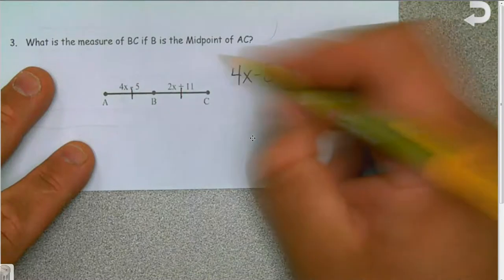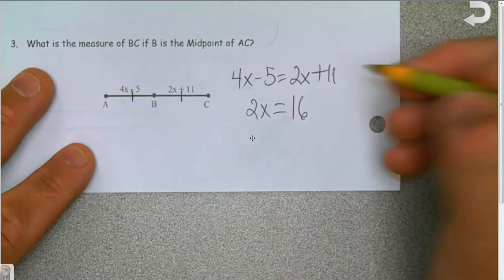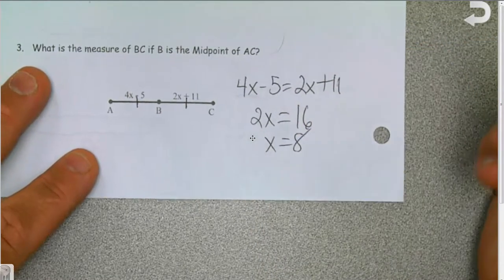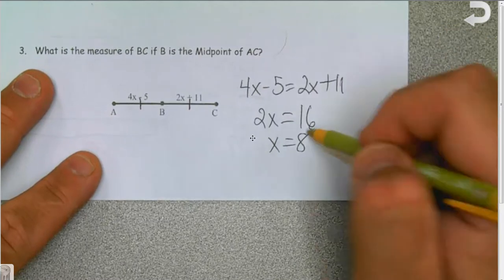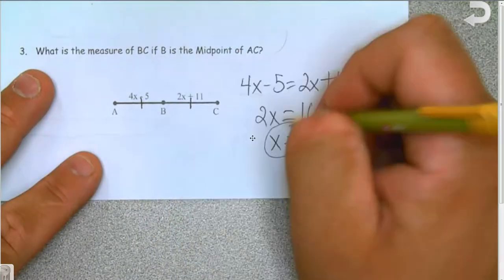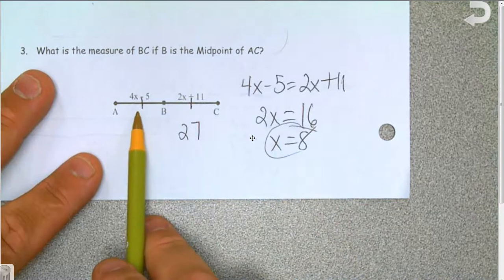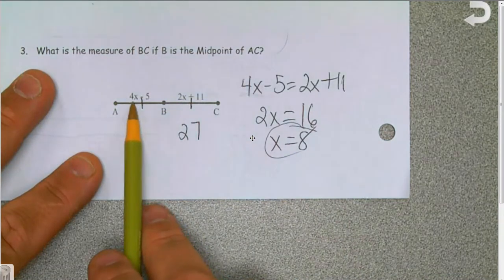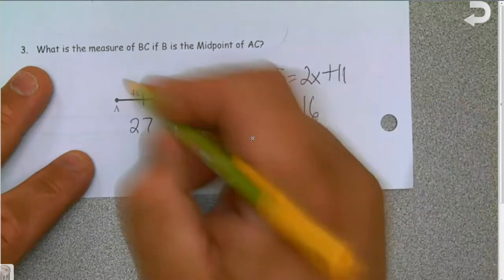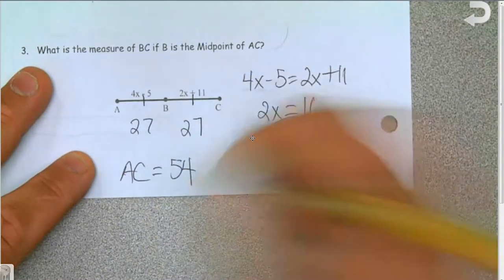And then I can follow my old rules to solve. So 2x is equal to 16. x is equal to 8. Now, of course, like we've talked about, you're going to have to take this and plug it back in. So if I plug in 8, BC is equal to 27. But that means AB should also be equal to 27. 4 times 8 minus 5, that's also 27. And then I can figure out that the whole line is equal to 54.